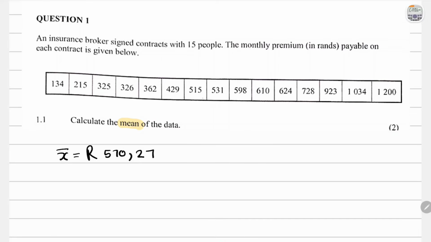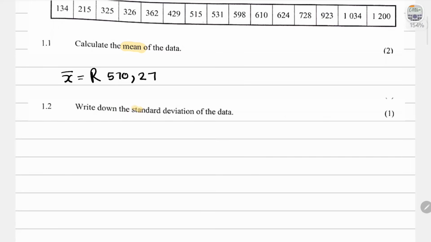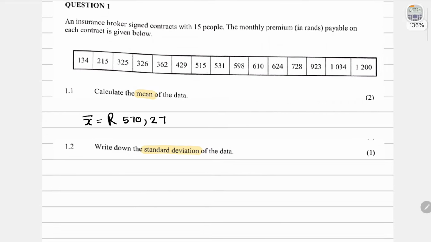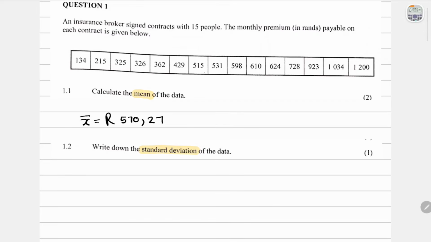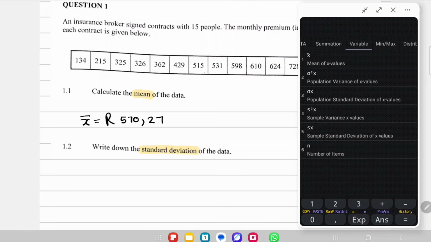Moving on to the next question. The next question says, write down the standard deviation of the data. So we're going to find the standard deviation in the same place that we found the mean. So on your calculator, you can press Shift and 1. It's perfectly fine. I have to remove that first. And then go for VAR. And then you'll find the standard deviation at option 3, and it'll look like that.